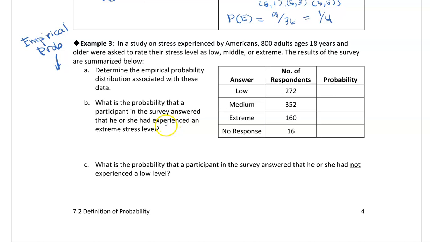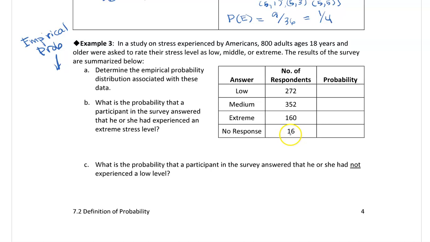In this problem we have a study on stress experienced by Americans. They surveyed 800 adults, 18 and older, and they were asked to rate their stress level: low, medium, or extreme. The results of the survey are shown in this table. The first question asks us to determine a probability distribution. If you remember, we're just assigning probability to the outcomes, or the simple events. All of our simple events are low, medium, extreme, and no response, because apparently some people declined to answer.